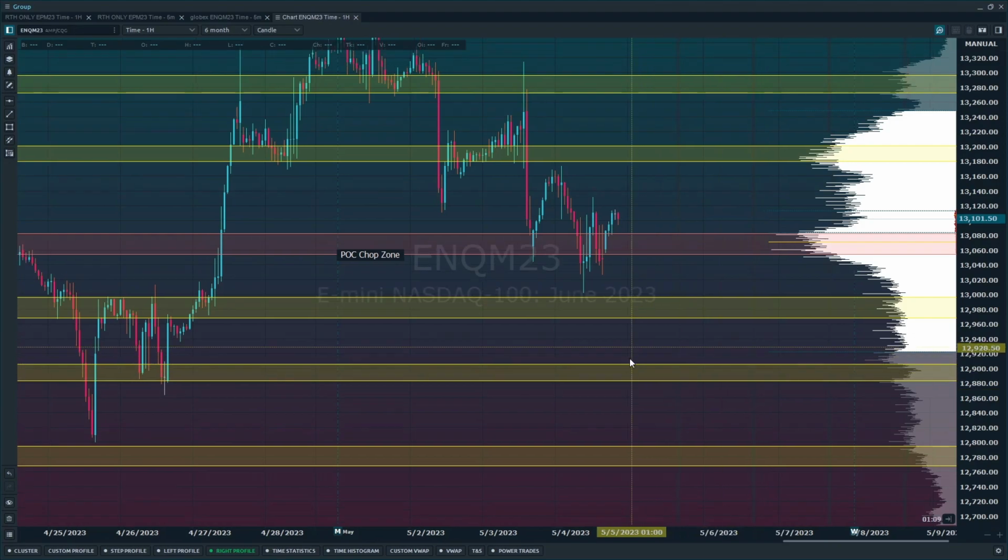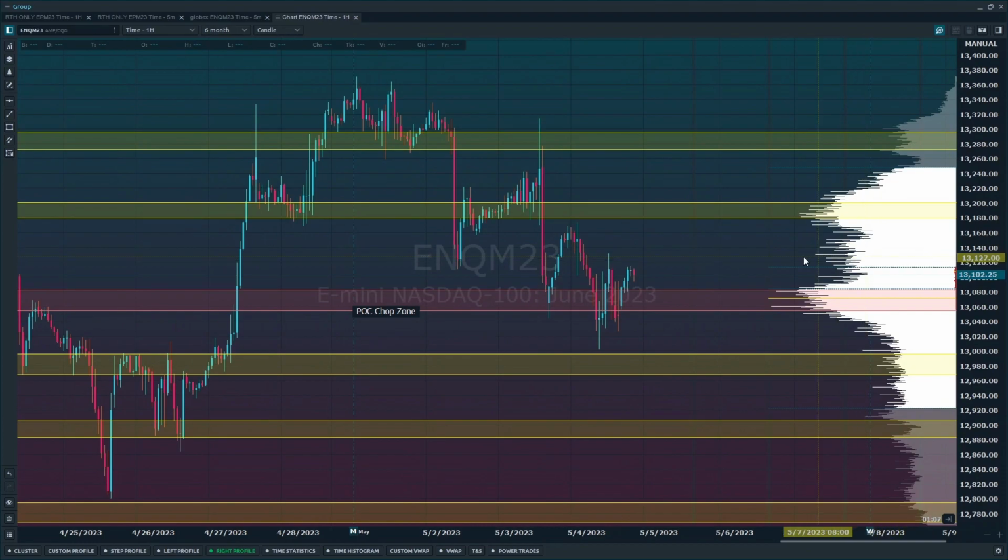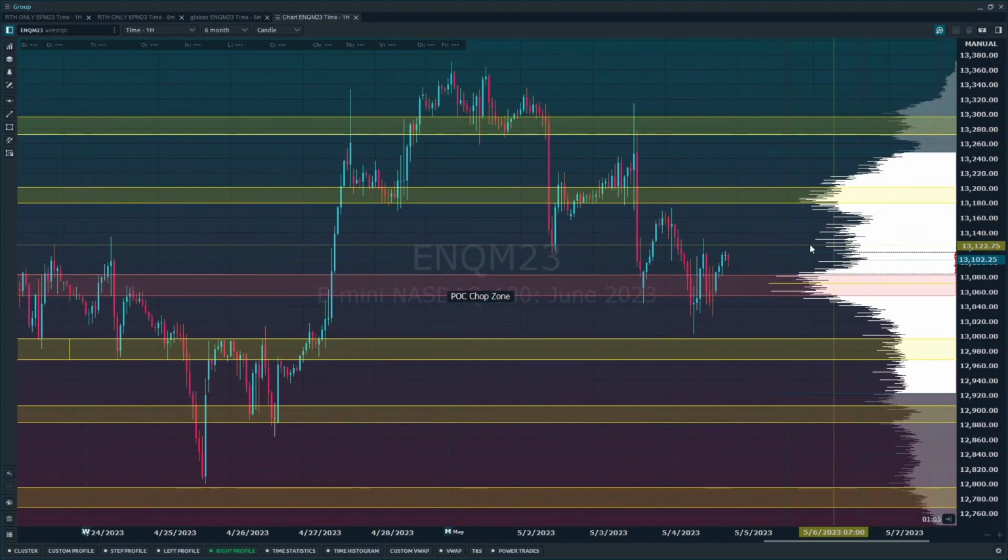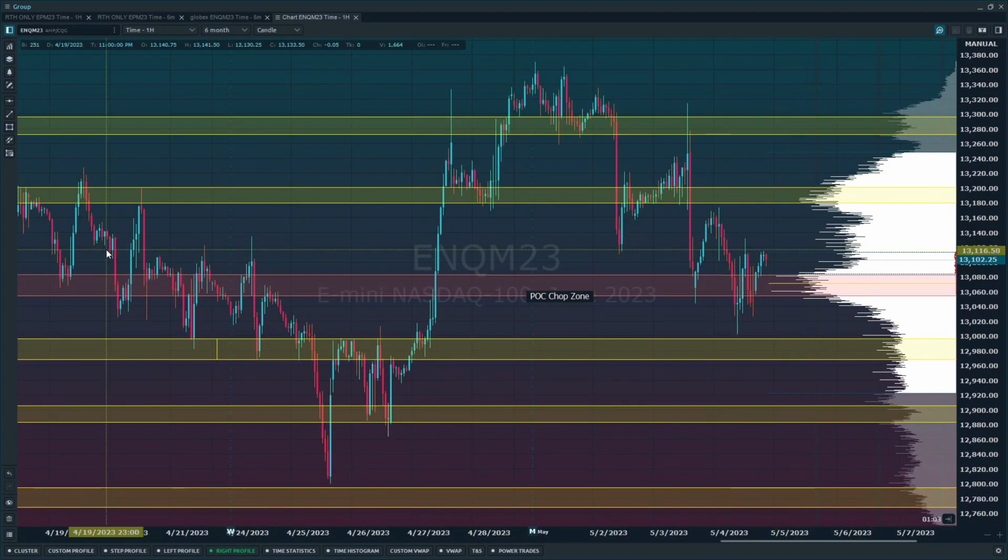So that's pretty much how I use my 1 hour and monthly volume profile to mark out these areas. And just to recap: obvious consolidation zones, super obvious zones of support and resistance.